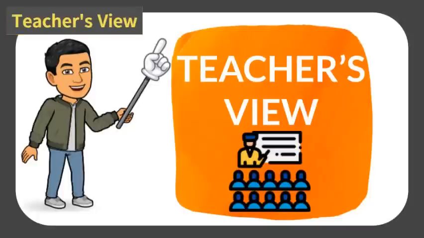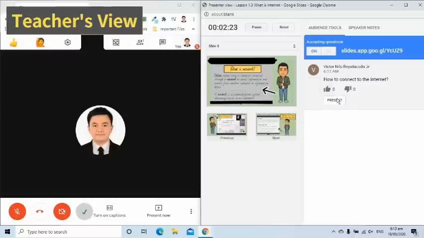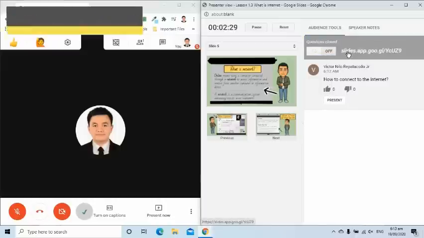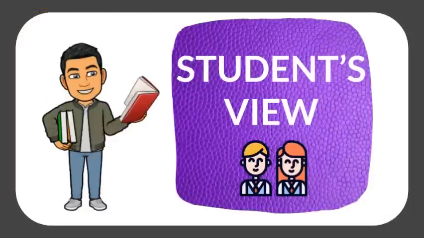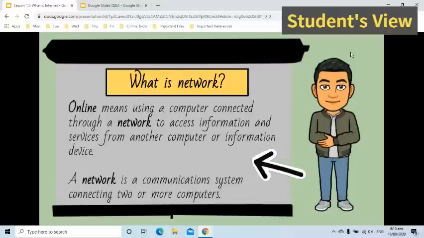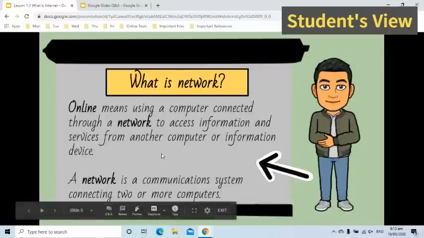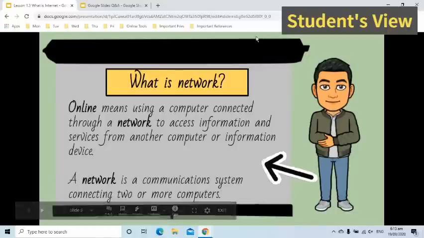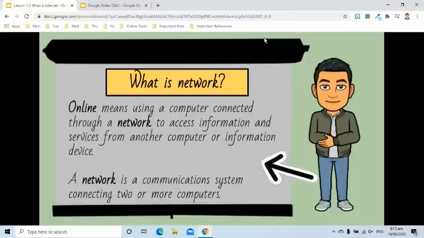Now let's go back to the teacher's view. Once I would like to end accepting questions, I will just simply click this toggle button. It's not accepting questions if the indicator is off. What will the students see if we turn off the accepting questions feature? The students will no longer see the link at the top of each slide. It will just be like this, a plain slide.